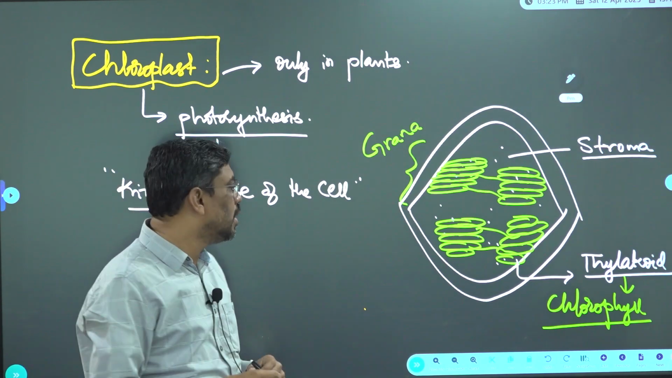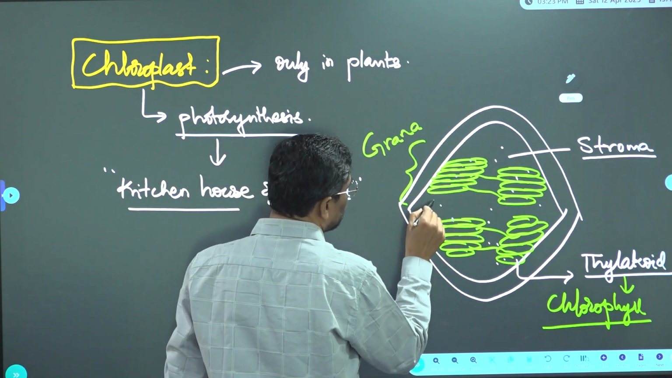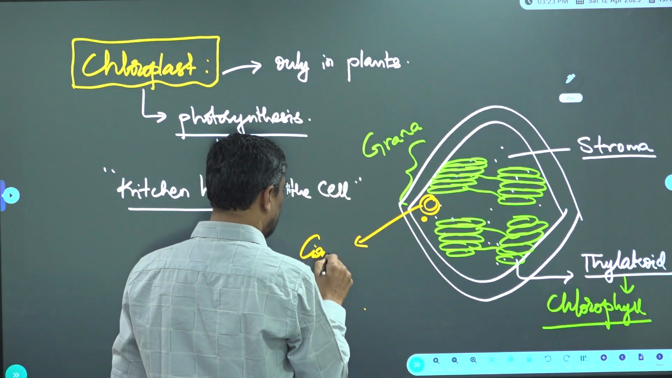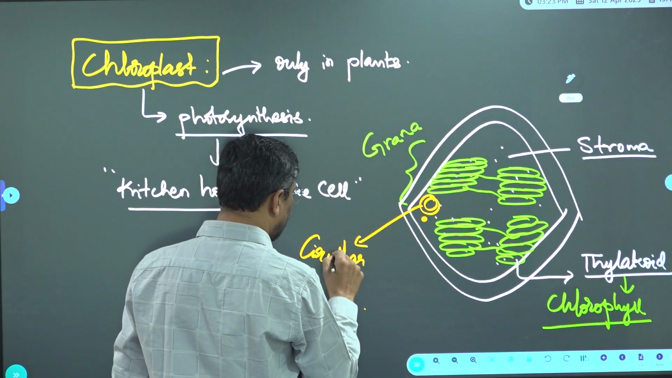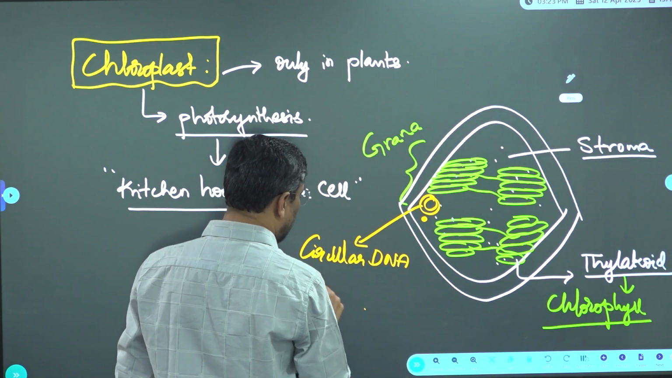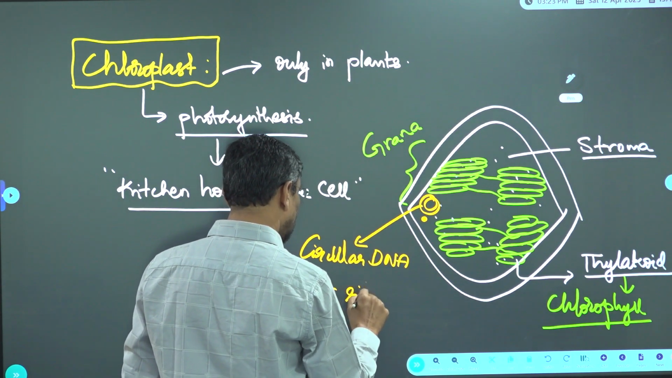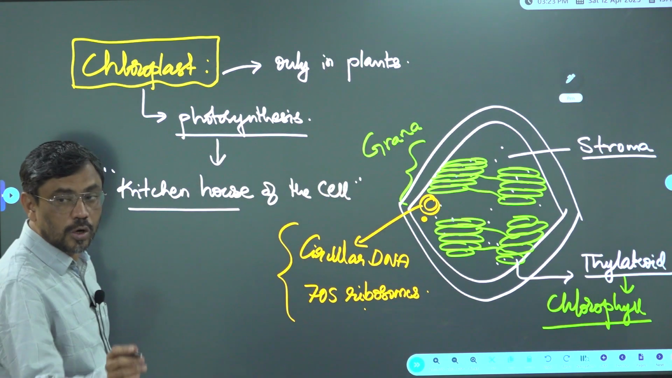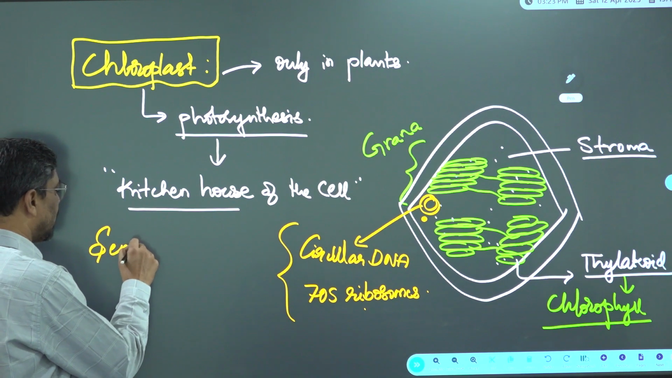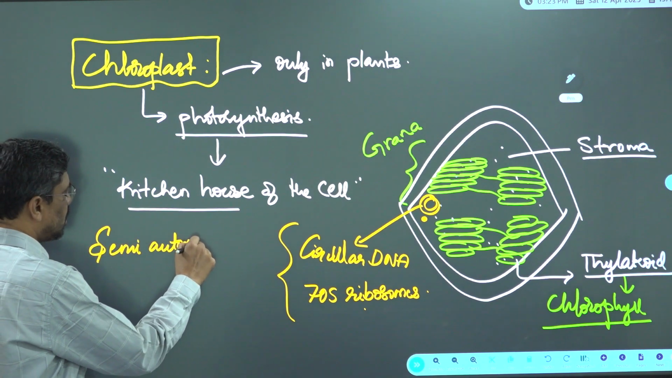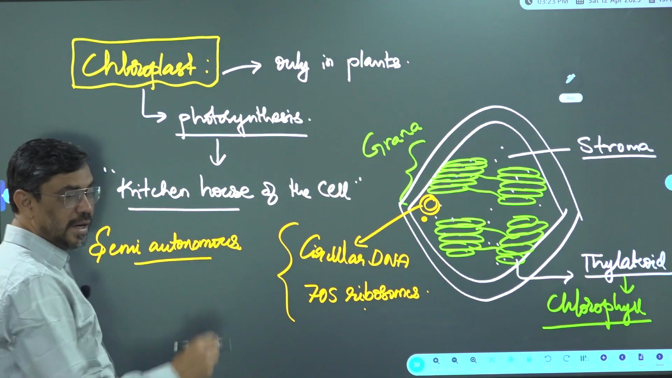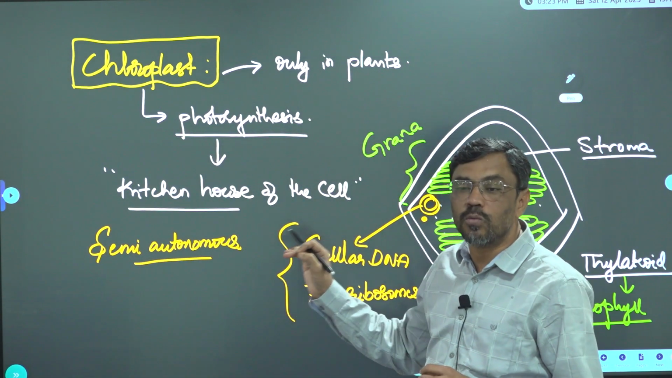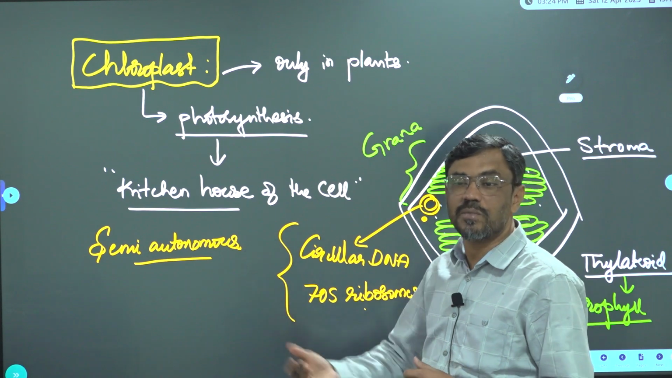Is it clear? Right. And inside the chloroplast, there is a small amount of circular DNA and 70S ribosomes. So that's why the chloroplast is also called a semi-autonomous cell organelle. Why is it called semi-autonomous? Because it is not completely dependent on the nucleus. To some extent it is able to prepare its own proteins. That's why it is called semi-autonomous.